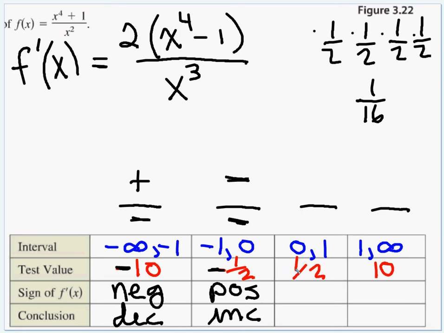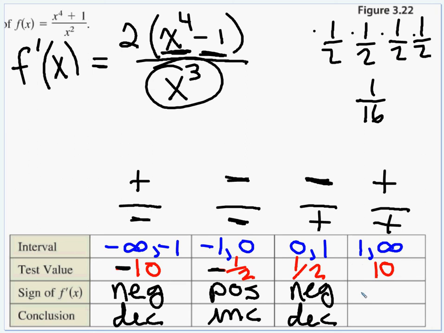Okay, let's put that positive 1/2 in. The numerator will stay the same: half to the fourth minus 1 is negative, times 2 is negative. But when we put the positive half in the denominator, positive cubed is positive. So this is negative over positive, which divides to a negative, and we decrease. Final one, 10 goes in, 10 to the fourth is huge, minus 1 is positive, times 2 is positive. 10 cubed in the denominator is positive. That is a positive derivative, telling us we have an increasing function.